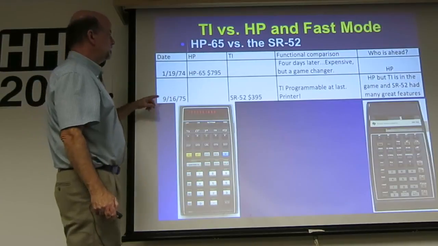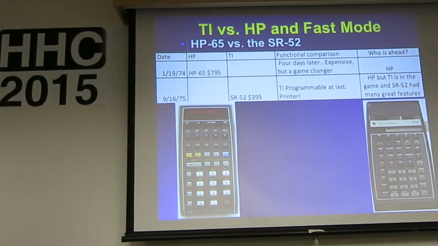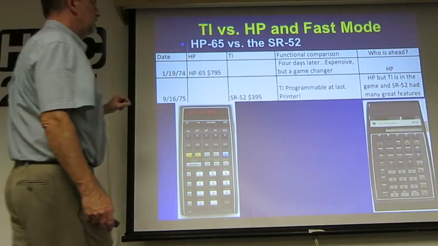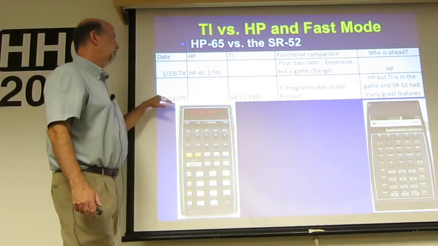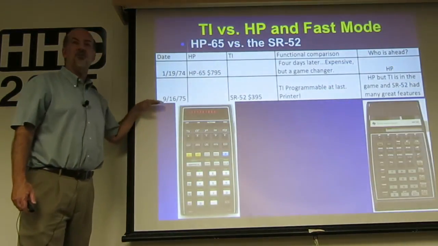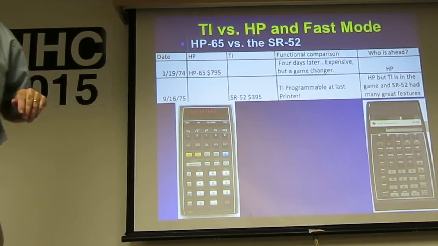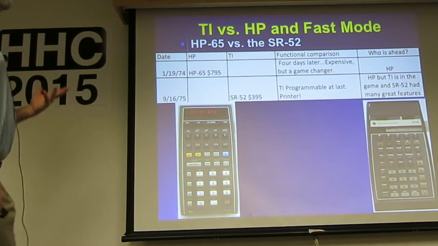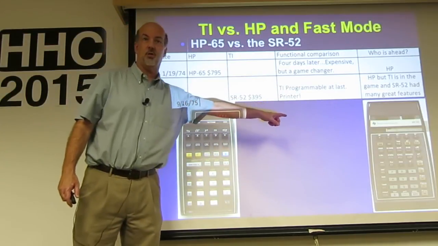And then, of course, the HP 25. A few months later, TI finally enters the programmable market with the SR52. It is attachable to a printer, of course. At this time, you've got the 25, the 55, and the 65. Those are your three programmables on the HP side. I would say HP is ahead, but the TI compared to the 65 is starting to push it a bit.